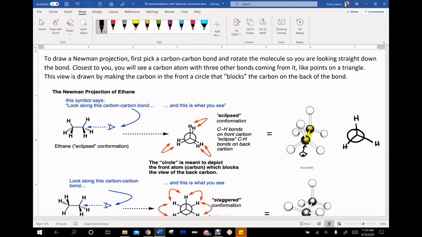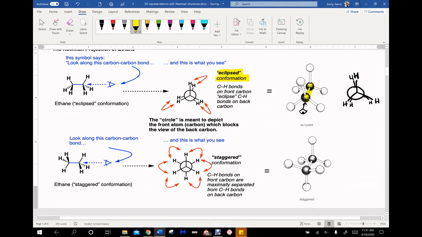Now technically the back carbon's hydrogens line up directly with the front carbon's. But to show them, we're going to come to the side just a little bit, but we technically know that the hydrogens line up. We just have to come to the side a little bit to show them. And so the name of this orientation is called an eclipsed conformation, all right? And so just like when you have eclipses, where the sun and moon might cover each other for a period of time, the hydrogens are eclipsing or overlapping with each other.